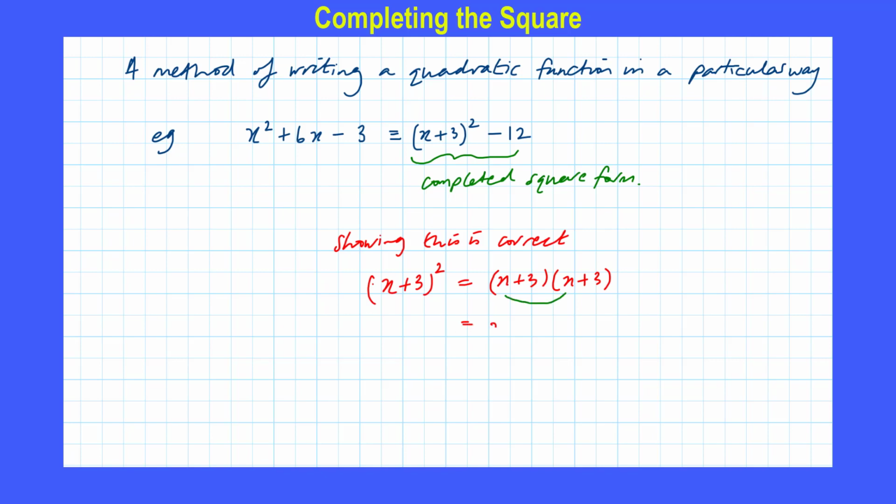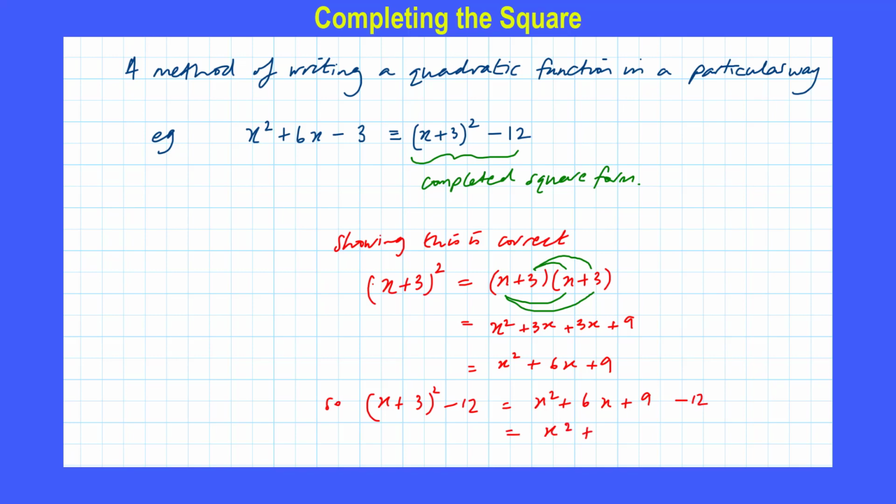So if you remember the process of expanding brackets, you multiply everything in the first bracket by everything in the second bracket. When I go through the process here, I end up with x squared plus 6x plus 9. So that's just the bracket expanded. Now, if I subtract 12 from that, so x plus 3 all squared take away 12 is equal to that expression we just worked out, take away 12, which gives us x squared plus 6x, take away 3, which is what we started with. So we've justified that this is right.